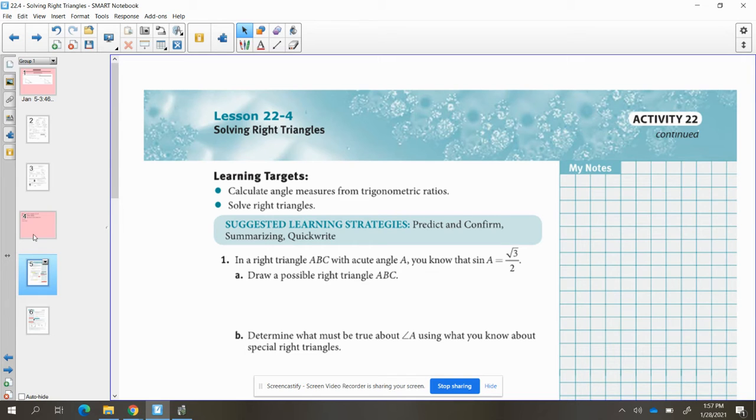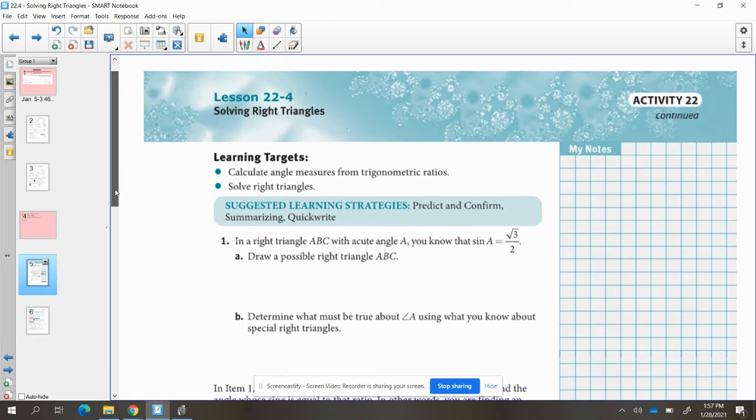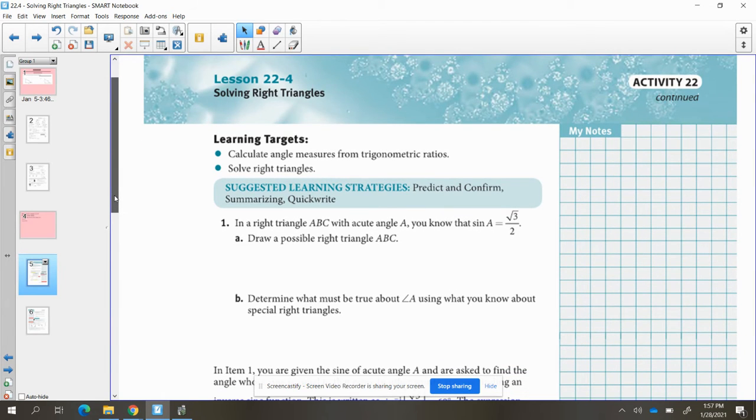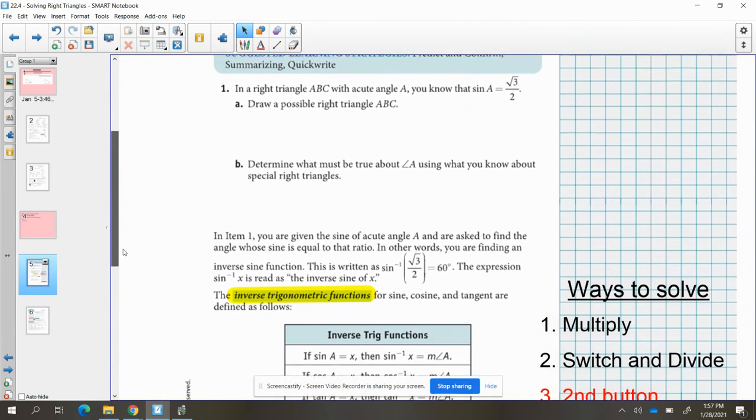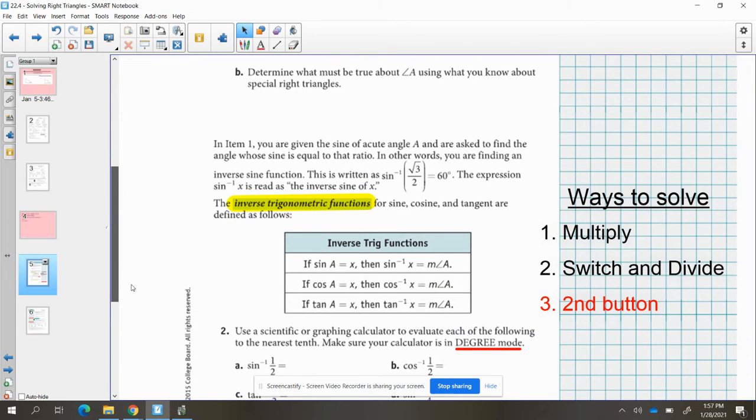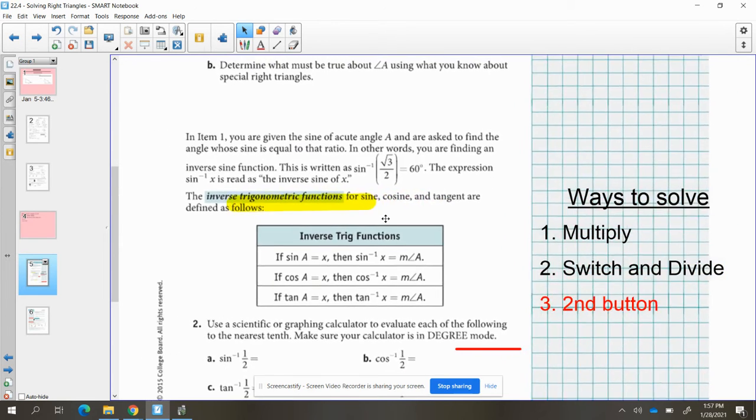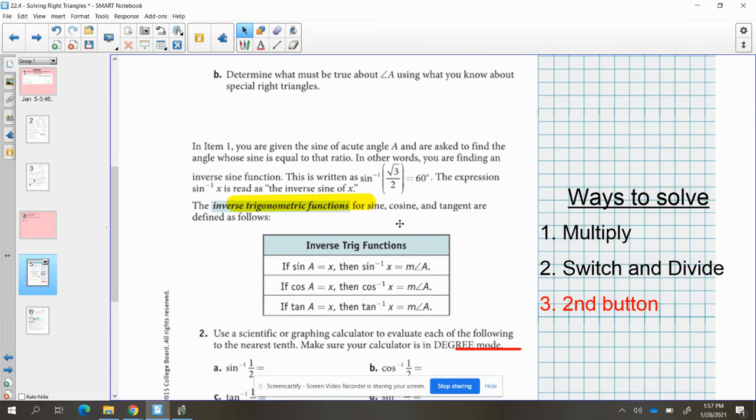Now, in lesson 22.4, we are going to talk about how we can use the inverse to solve triangle angles in a right triangle when we are given at least two sides. So we've talked a lot so far about setting up in order to solve and knowing that we can either multiply both sides to get the side length, or switch and divide to get the side length that we set up. But then there's this other method that we said we'd talk about in this lesson, which is using the second button on our calculator. And that's involving the inverse trig functions.